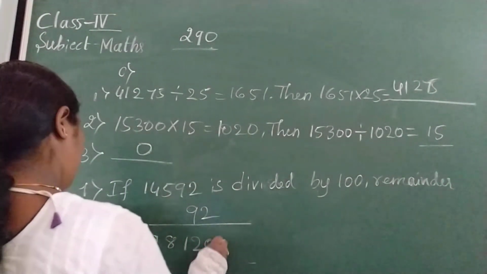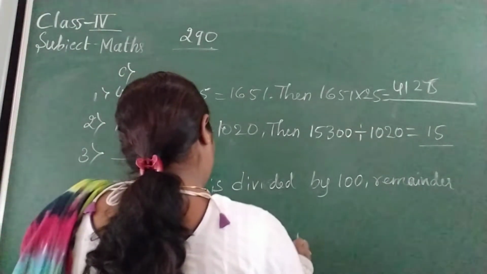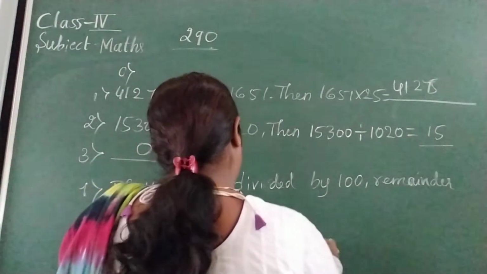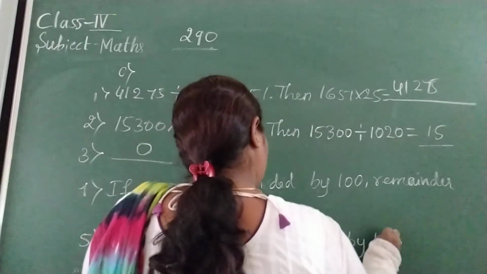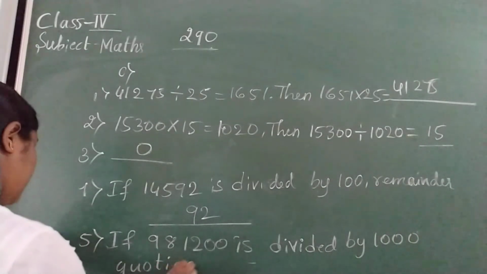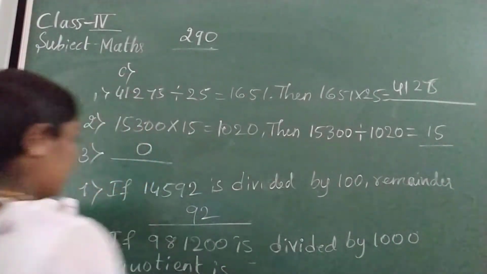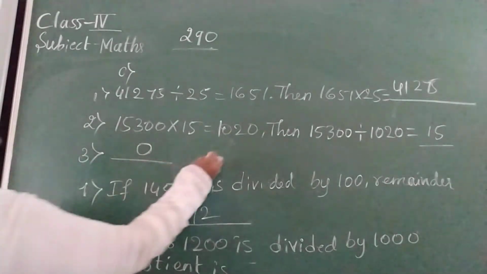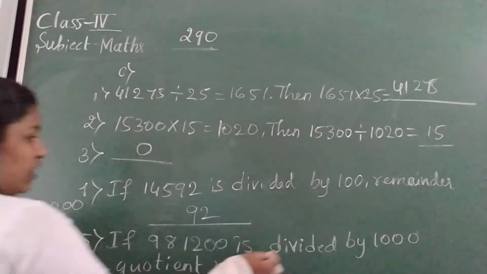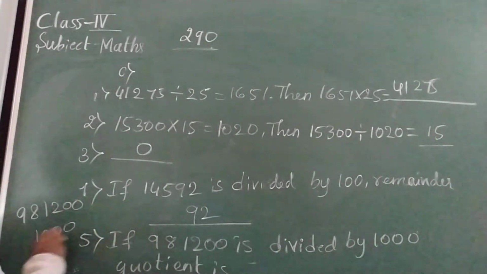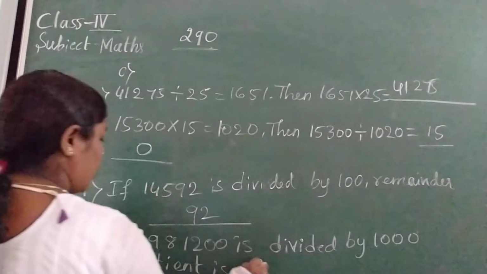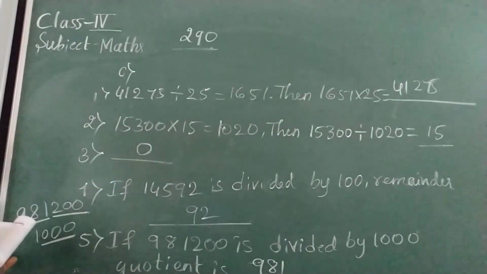98,000 is divided by 1000, the quotient is, see here, I'll write it here, 981200 divided by 1000. How many zeros? 3 zeros. This is the remainder and this is the quotient. So the answer is 981 is the answer.